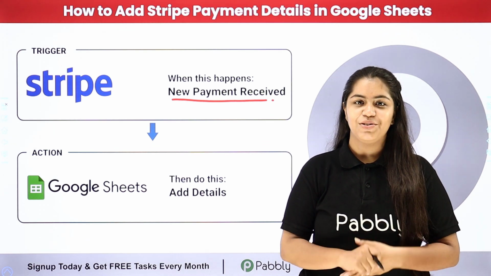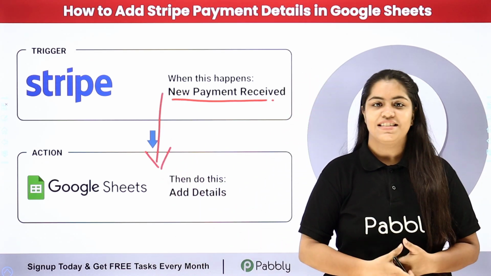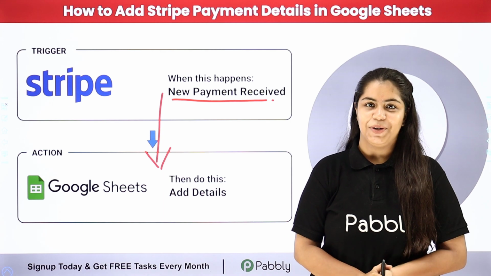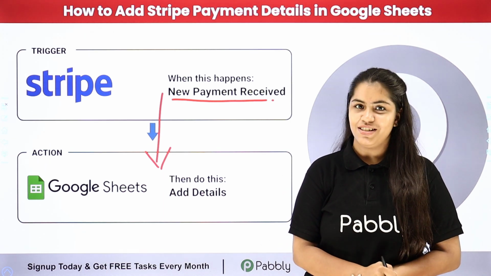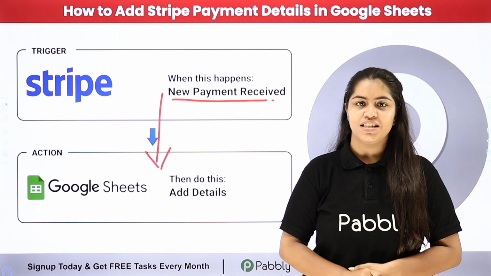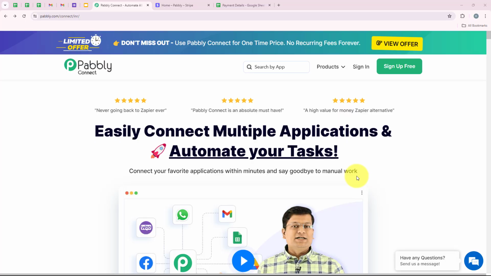So to do this, we are going to create a connection between Stripe and Google Sheets. To create this connection without knowing any programming or coding language, we are going to use Pabbly Connect. It is an amazing automation software. So if you also wish to learn this process step by step, then let me take you to my computer screen. Welcome to my screen.